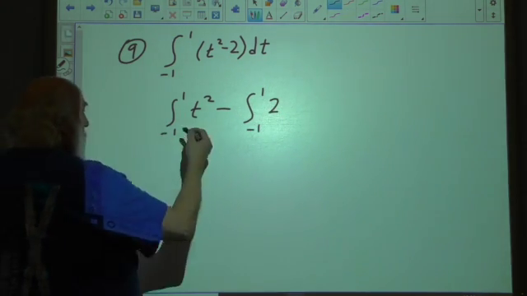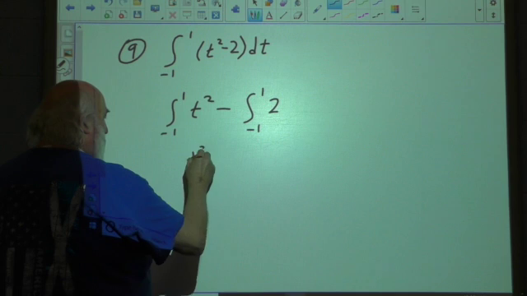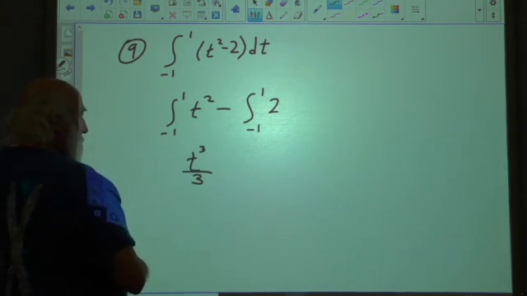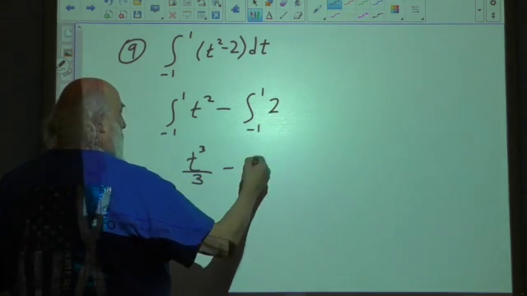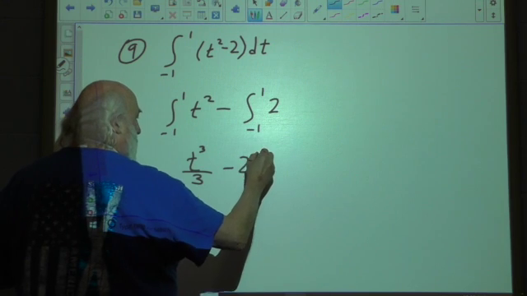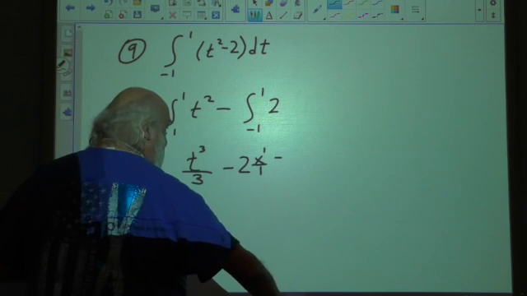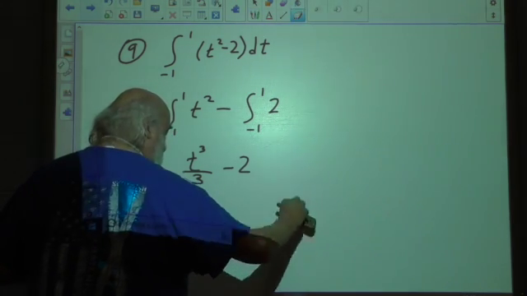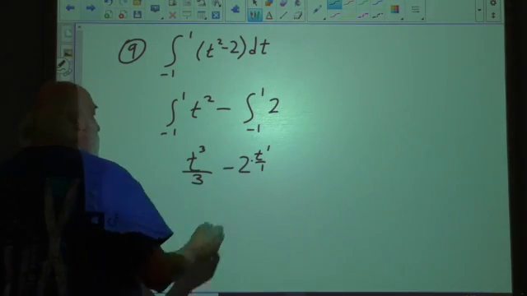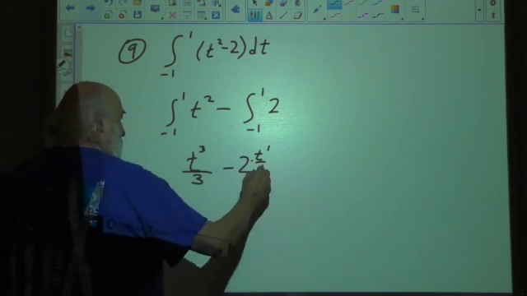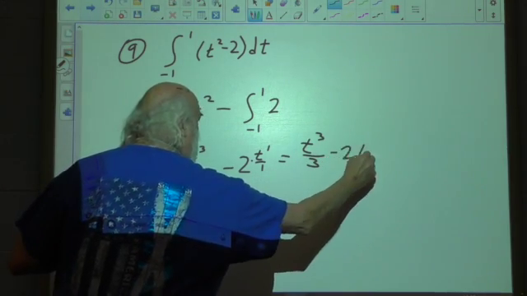Alright, and so this is going to go up to the next higher exponent, which is 3. Then we're going to divide by 3 for that. Again, don't worry about the c. Minus, and this is x to the 0 power, so this becomes 2x to the first over 1. So this becomes, here I am using x, t's. Okay, so this gives us t cubed over 3 minus 2t.